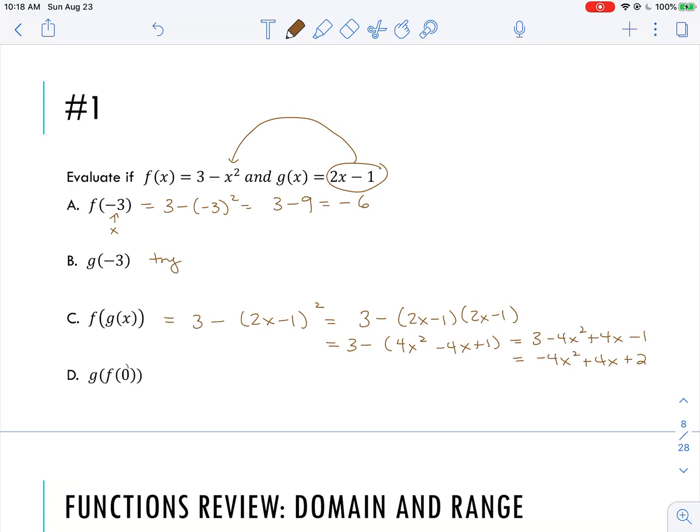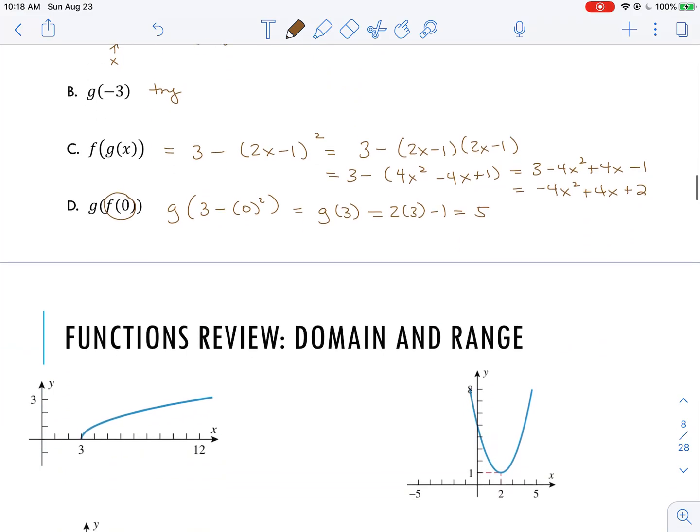If we're going to do a composition of functions with 0, first we're going to take 0 and plug it into f. So this would be g at 3 minus 0 squared. So I'm just taking 0 and plugging it into the f of x function. So this would be g at 3. Then take 3 and plug it into the g of x function. So this would be 2 times 3 minus 1, which would be 5.